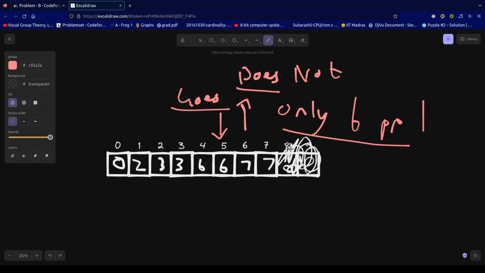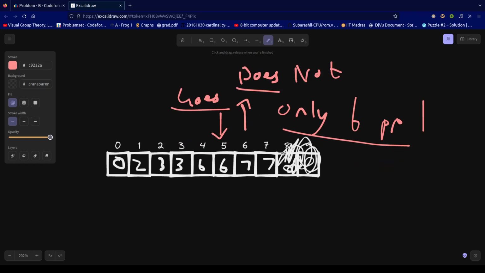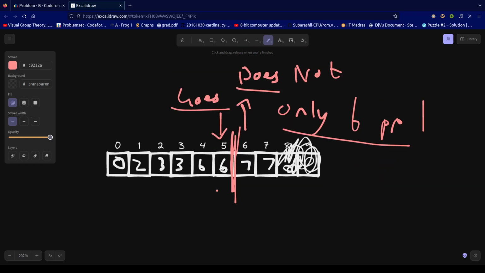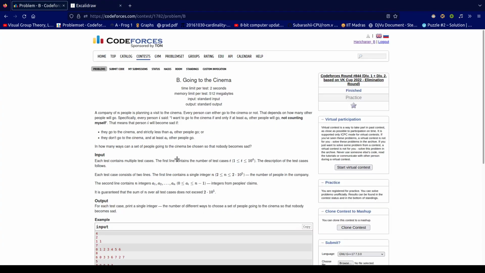And that also means that if this person does not go, anyone else to the right of them also cannot go. For instance, we'll make a breaking line here. If you take this particular index, none of the people to the right of this line can go. Say the person of index 7, the person with A equals 7, can't go. That means any person to the right of them cannot go.